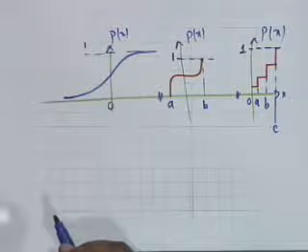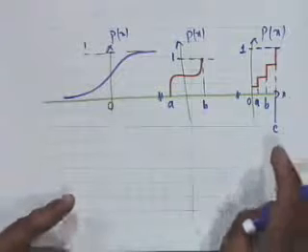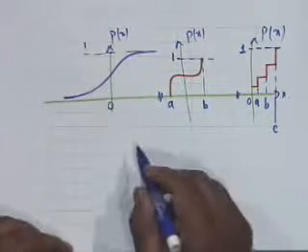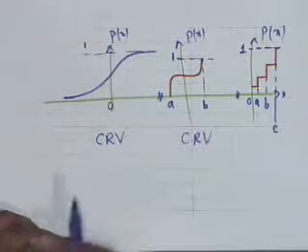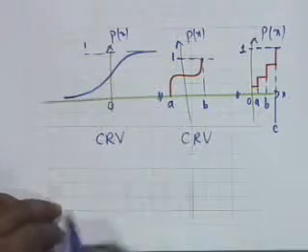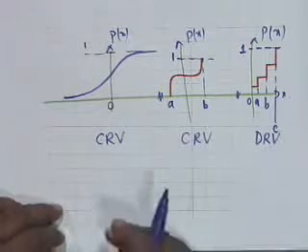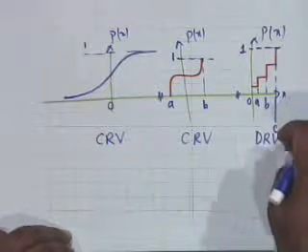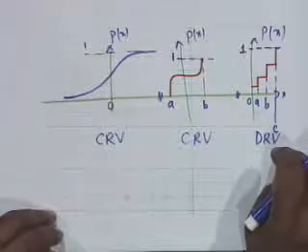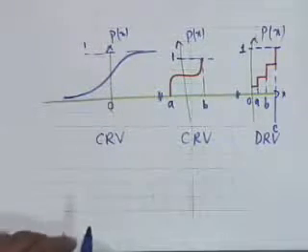All right. In these three plots, the first two obviously are CRVs, isn't that right? They are continuous random variables. Whereas the next one, the third one, is the case of a discrete random variable. A discrete random variable can also be described by a probability distribution function. All right.